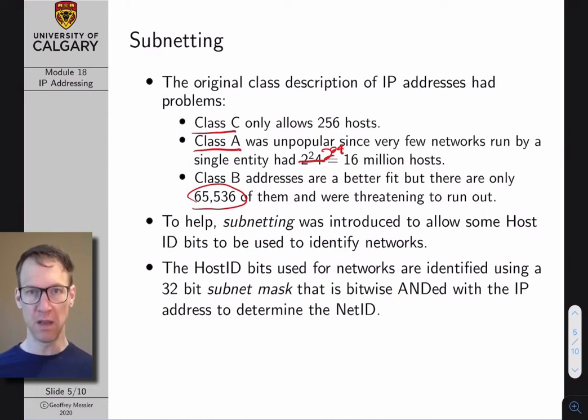So essentially subnetting allowed us to allocate an arbitrary number of bits to the network ID, and the subnet is essentially used to indicate how many bits correspond to the network ID. And so the subnet is basically a 32-bit mask, and if you do a bitwise AND with your IP address and your subnet mask, you extract the network ID.